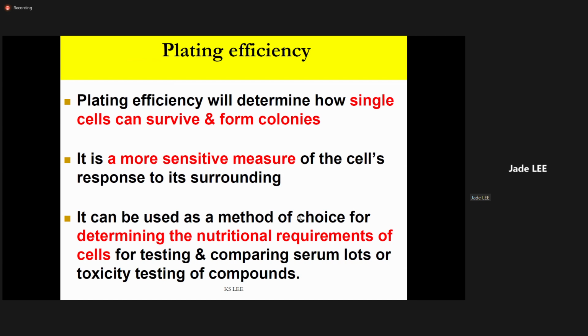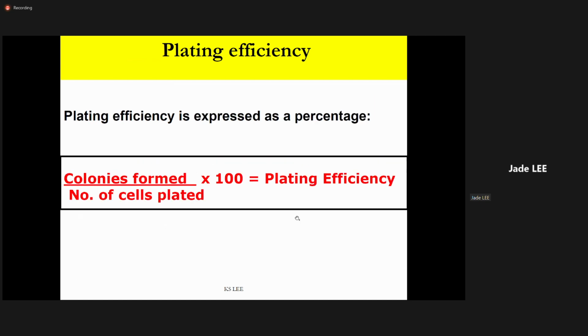So this is plating. How do we calculate plating efficiency? We can express it as a percentage. For example, the number of colonies formed over the number of cells plated, times 100%. Then you have the plating efficiency.